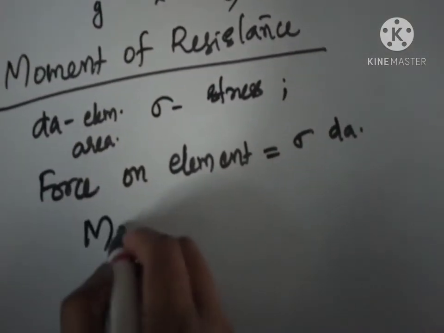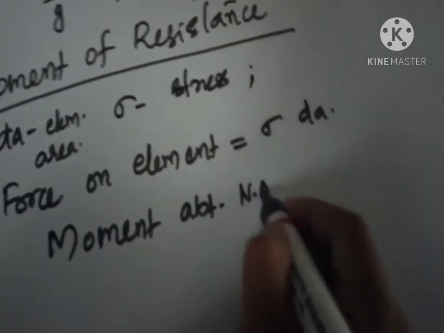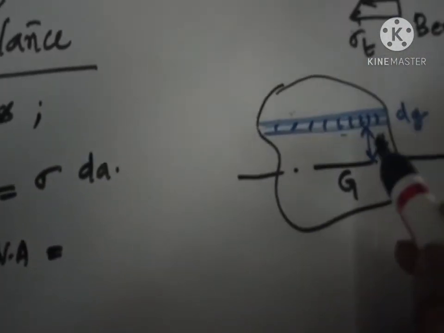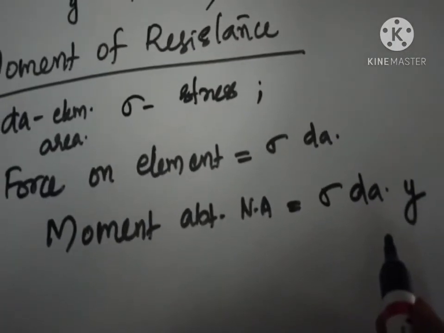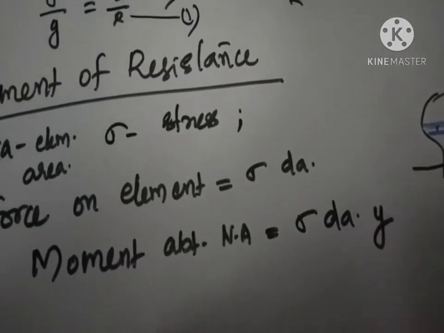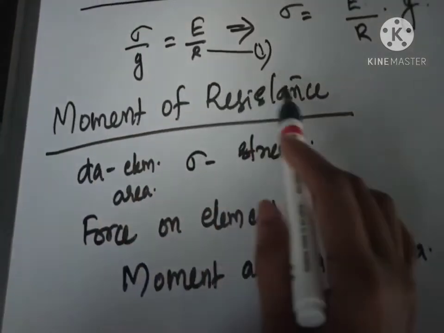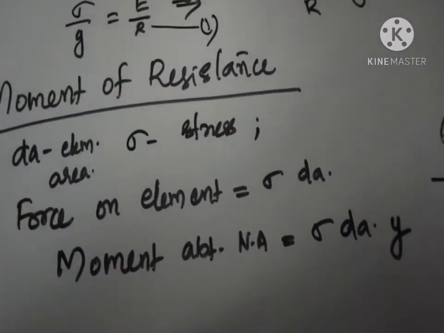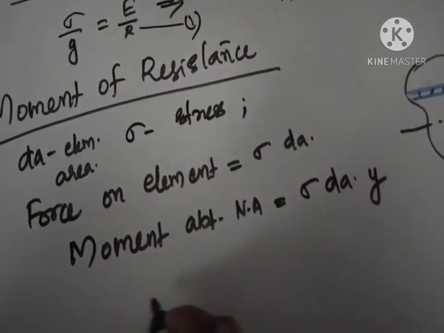So what will be the moment about the neutral axis? The force is sigma into dA, and the perpendicular distance is y. So it is sigma into dA into y. That is the moment about the neutral axis. This is the moment which resists the applied moment, and that is why it is referred to as moment of resistance.